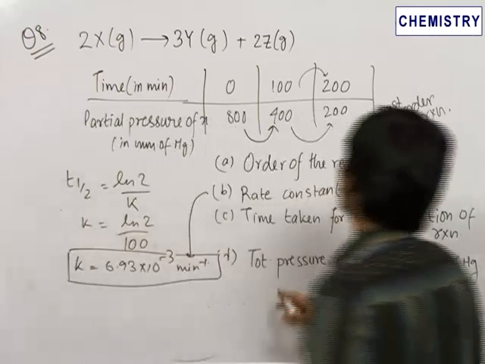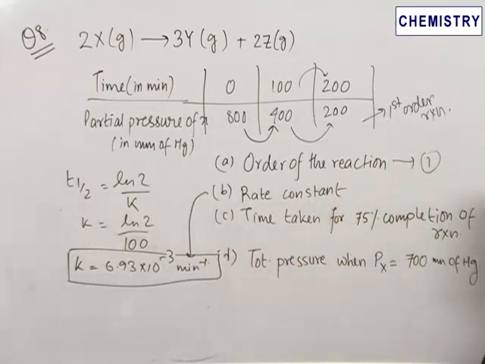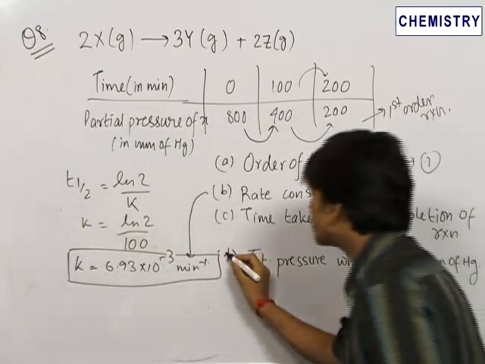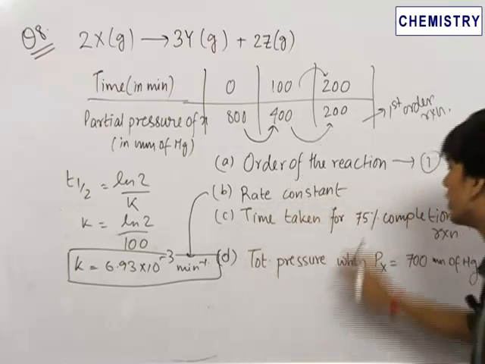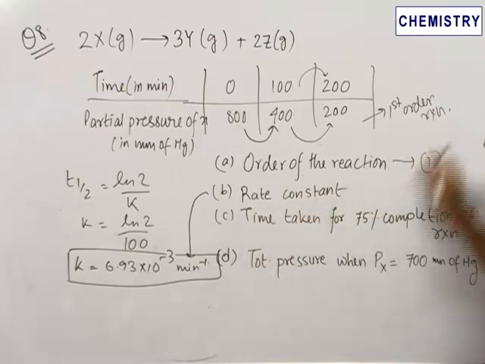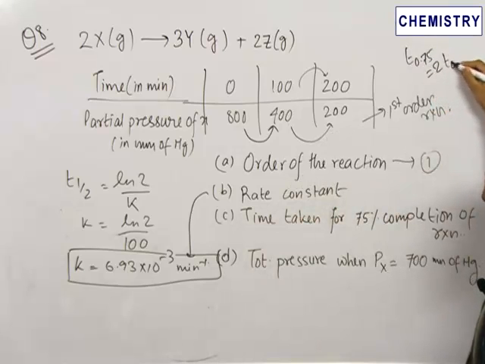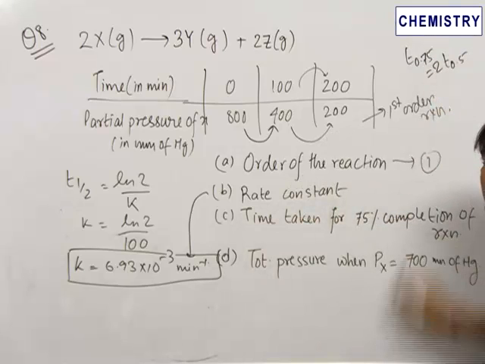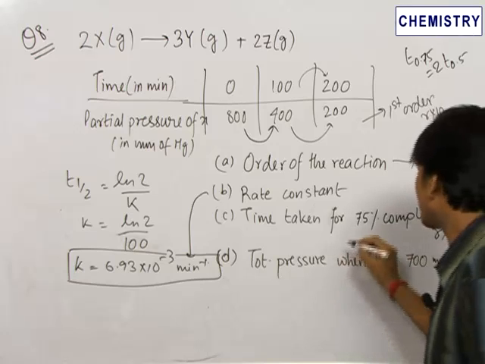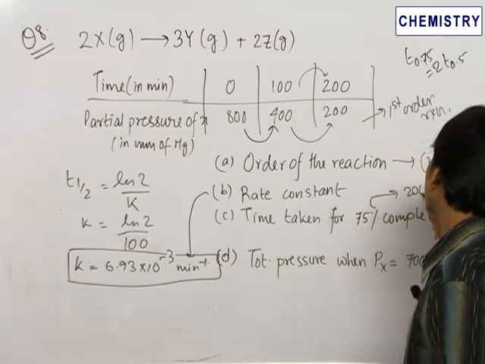Now we need to find out the time taken for 75% completion of the reaction. Now you can again use formula to solve the question in a lengthy manner, but you can do it directly, because we know that 75% completion means T of 0.75 and this is equal to 2 times T of 0.5 for a first order reaction, that is equal to 2 times T half. Therefore, this is equal to 200 minutes.